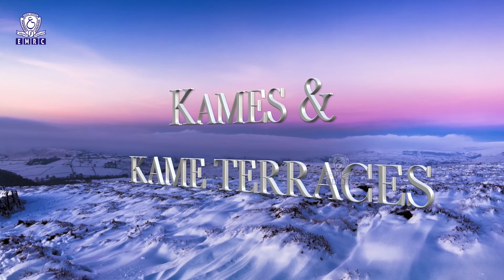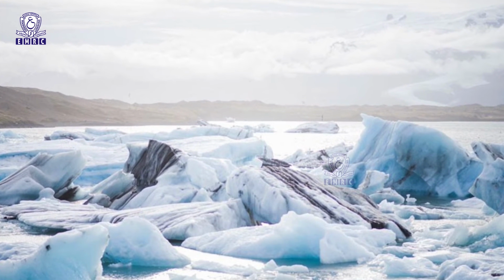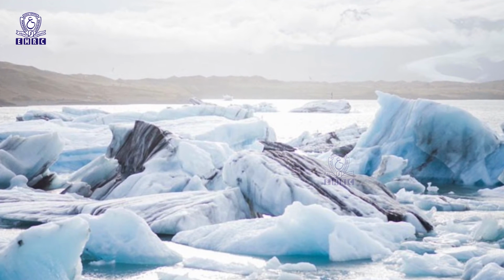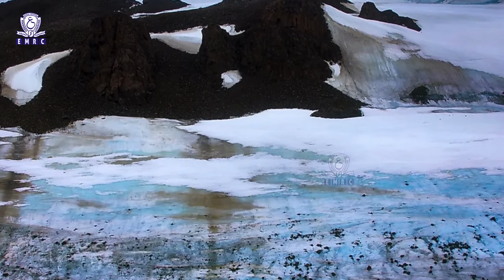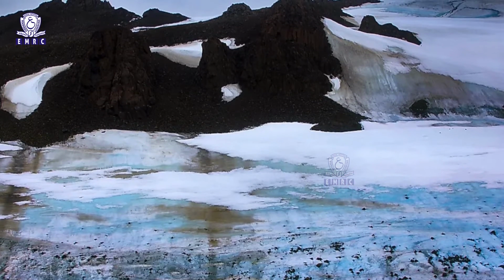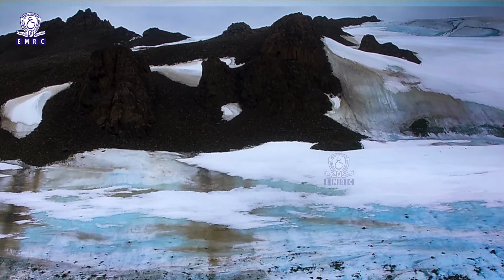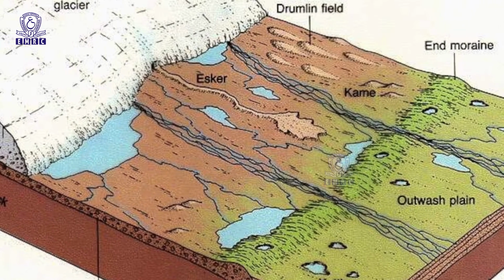Kames and kame terraces. Kames are small rounded hills or mounds of sand and gravel which is deposited by the melt water. They represent fillings made in the crevices or depressions at or near the margin of the glacier. Kames are considered as small alluvial cones if deposited on the land, or small alluvial deltas if deposited in the lakes. So, kames are classified into cone kames and delta kames.